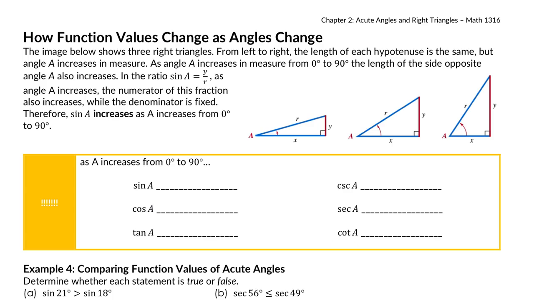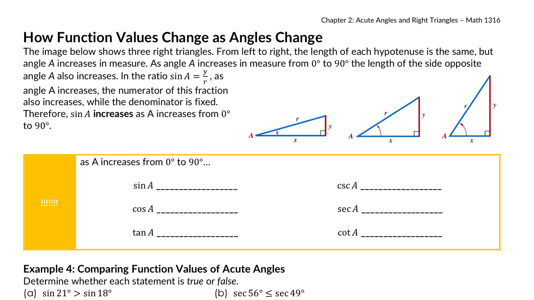Let's discuss how function values change as we increase our angles. So if you see in the picture, we have these 3 triangles representing a small angle, a medium angle, and a big angle. See how the angle gets bigger for A each time? Let's track what's happening to the side lengths. On this one, let's track Y. As we make the angle bigger, what's happening to Y? It gets bigger. As we make the angle bigger, what's happening to X? It gets smaller.